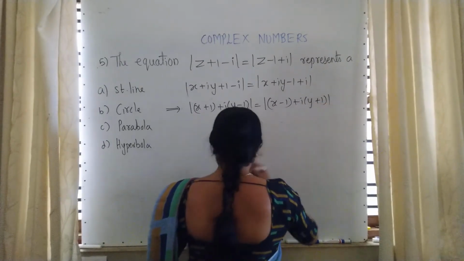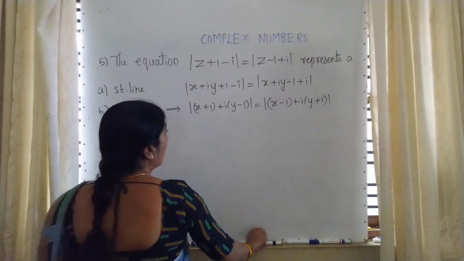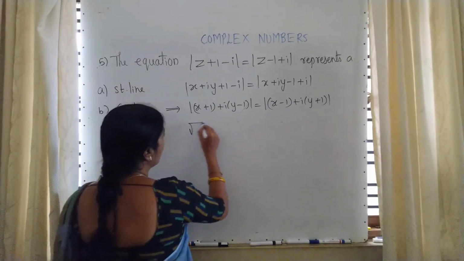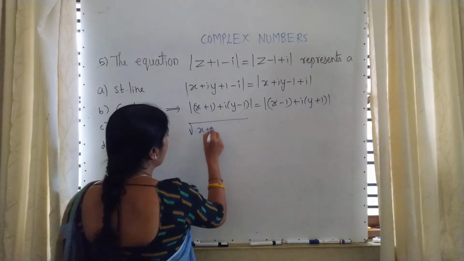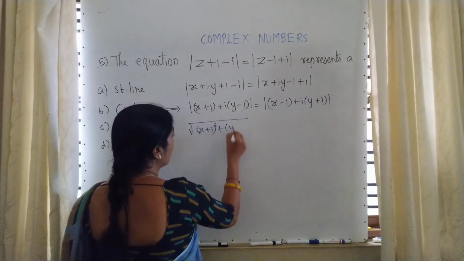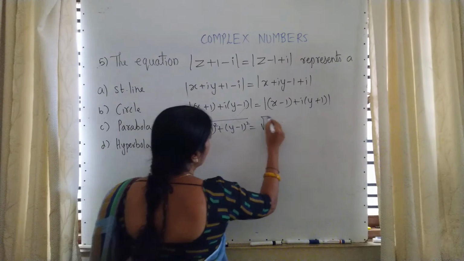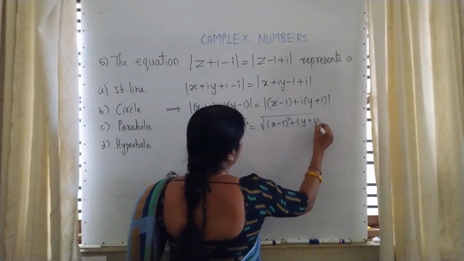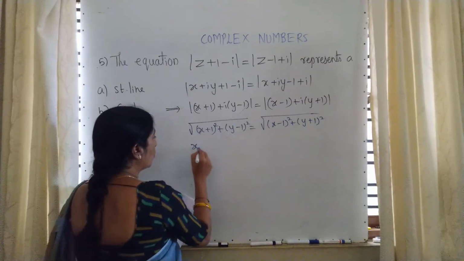Understood? I did the grouping of that. After that, modulus means real part square plus imaginary part square. Even though writing the square is not necessary because we are solving a CET question, I wrote it just for the students' sake. This is how we write the modulus, and squaring on both the sides.